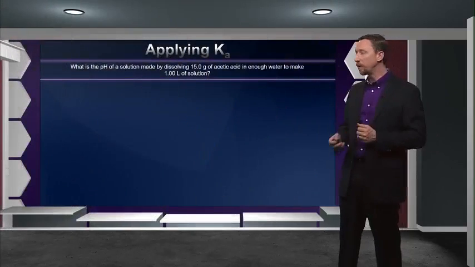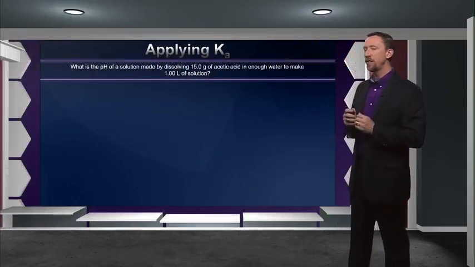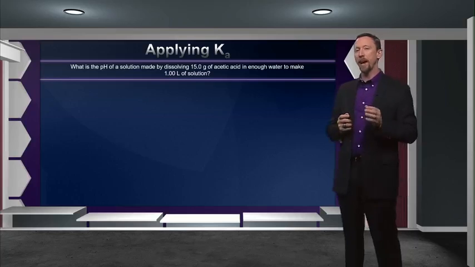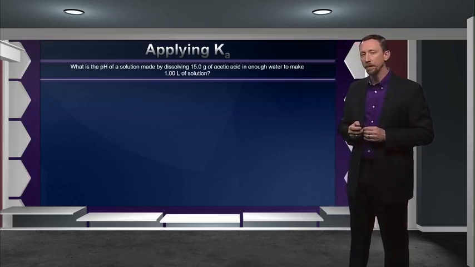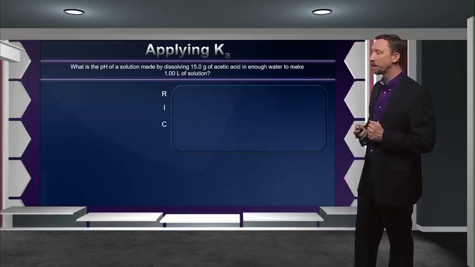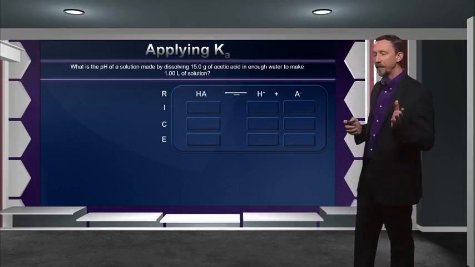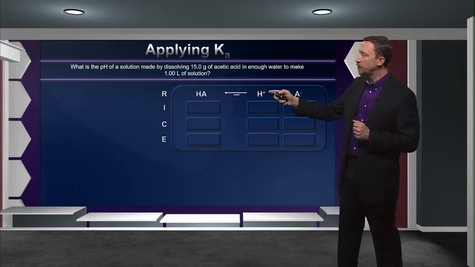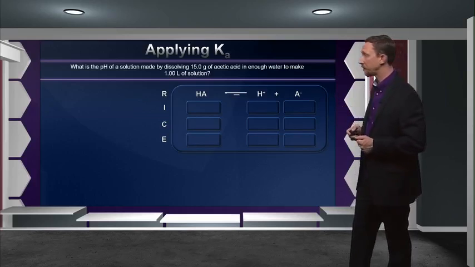So let's use our most familiar one here. We're going to do this with acetic acid again. The question at hand is this. What is the pH of a solution made by dissolving 15 grams of acetic acid in enough water to make 1 liter of solution? So we're going to use a RICE table just as before to manage this problem. Let's get that all set up and ready to go. Remember, this is an acid dissociation reaction in which HA, in this case acetic acid, dissociates into protons and its conjugate base, in this case acetate ions.